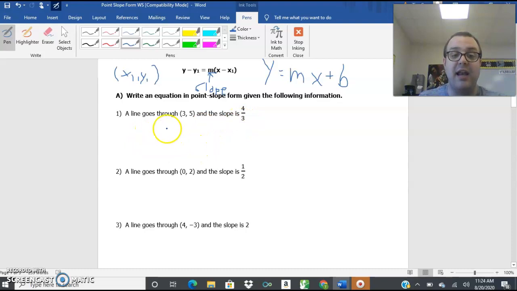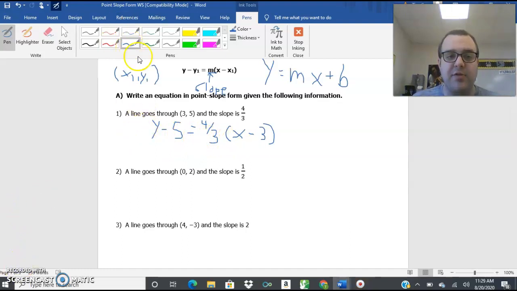Well, all I do is use my formula: y minus y1 equals m times x minus x1. So I'm going to do y minus, and this right here, 5, is my y1. That's the y-coordinate of the point that's on my line. And then the slope is 4/3. And then the x-coordinate of my point is 3, so we're going to have x minus 3. And there would be this equation in point-slope form: y minus 5 equals 4/3 times x minus 3.